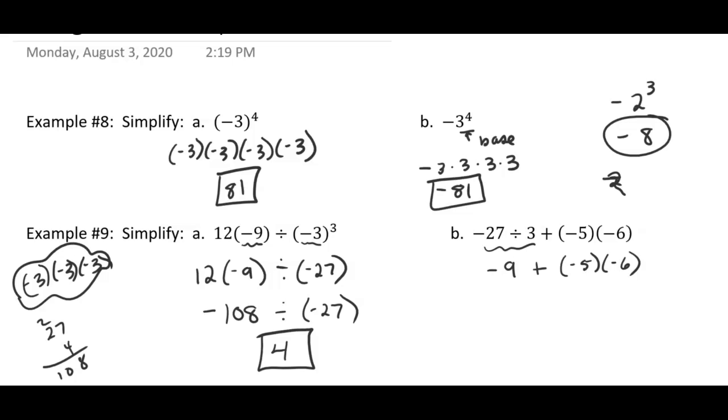So I'm going to do the multiplication next, order of operations, left to right for multiplying and dividing. We didn't have any exponents. We didn't have any grouping symbols. We just have parentheses that indicate multiplication. Okay, so -9 plus, and then I've got to think -5 times -6 is going to be positive. It's going to be 30. Okay, and so I have one last step, a negative 9 plus 30, which is going to be 21.